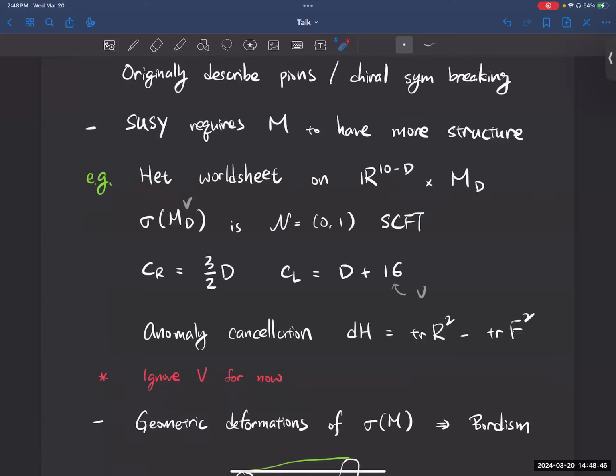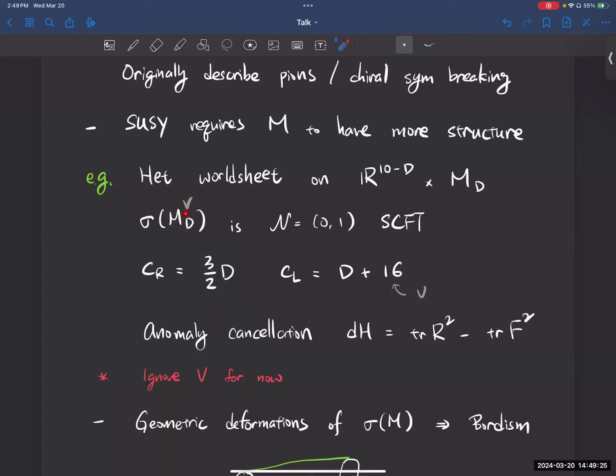So to formulate a worldsheet CFT or theory for the heterotic strings, there's some non-compact direction which we can just take to be flat space, this R^(10-D), and then there's some internal manifold M_D, and this internal CFT. So first of all, it's heterotic, so the supersymmetry is (0,1). I'm using the convention that it's supersymmetric on the right. And so it's a sigma model with this target M.